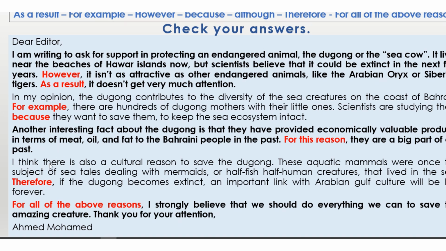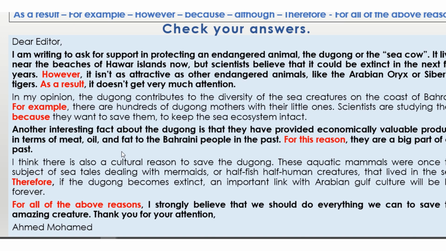Paragraph 4. I think there is also a cultural reason to save the dugong. These aquatic mammals were once the subject of sea tales dealing with mermaids, or half fish, half human creatures that lived in the sea. Therefore, if the dugong becomes extinct, an important link with Arabian Gulf culture will be lost forever. For all of the above reasons, I strongly believe that we should do everything we can to save this amazing creature. Thank you for your attention. Ahmed Mohammed.